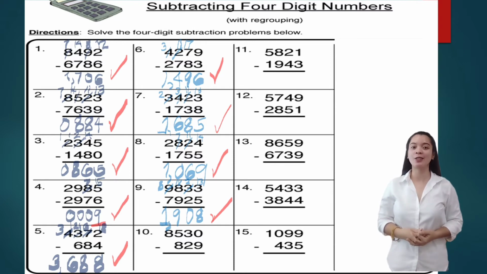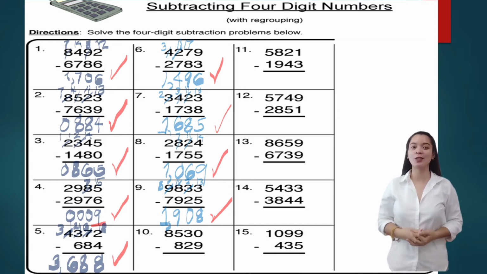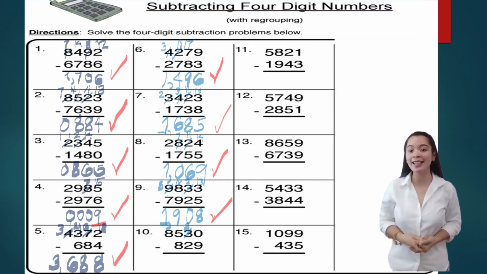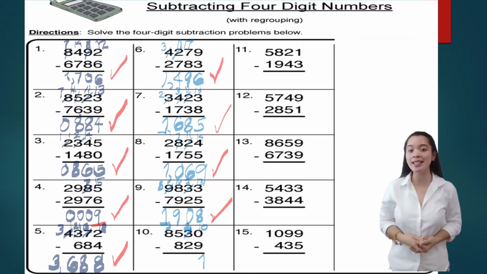Now let's move to number 10. 8,530 minus 829. So 0 minus 9 cannot be. So let's borrow from 3. 3 becomes what? Good job, 2. And 0 becomes 10. So 10 minus 9 equals 1. 2 minus 2 equals 0.